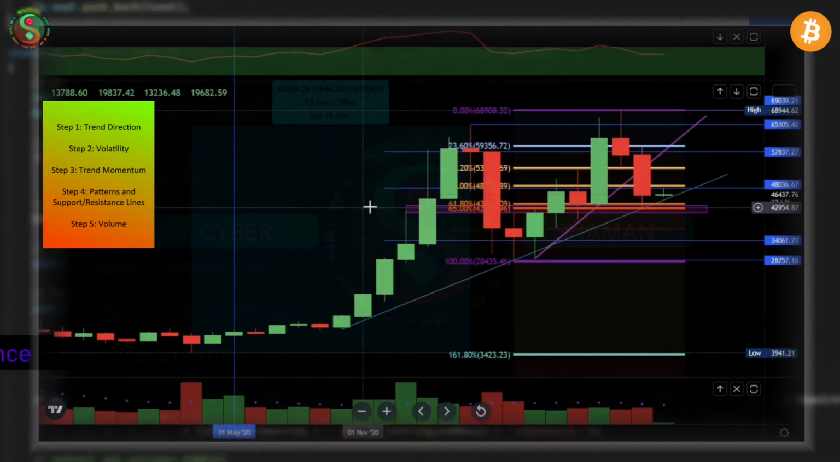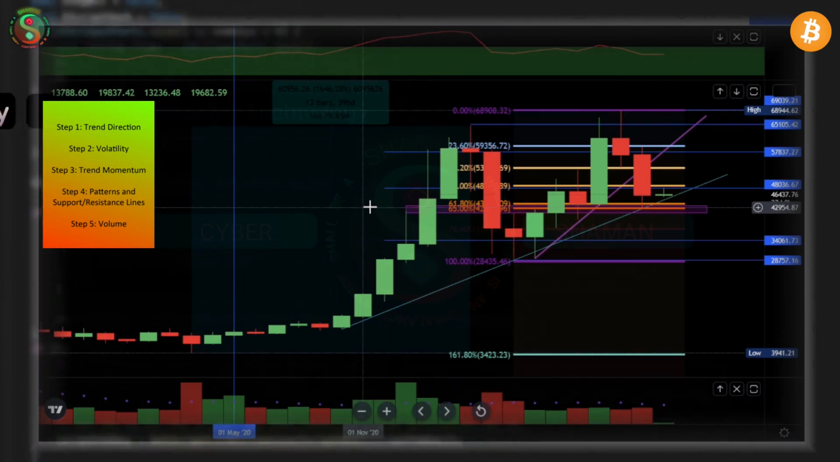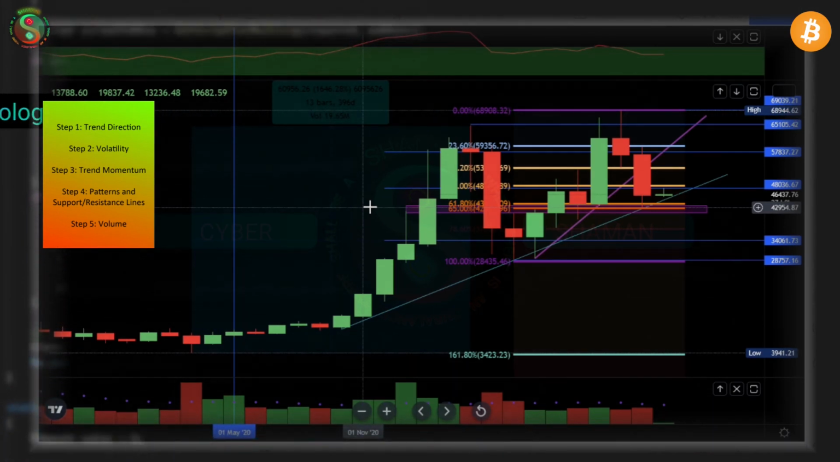So now we have some idea for our entry and exit levels, or take profit and stop loss, to manage our risk based on our personal risk tolerance, time frame and trading style. Now we will check the shorter time frames.